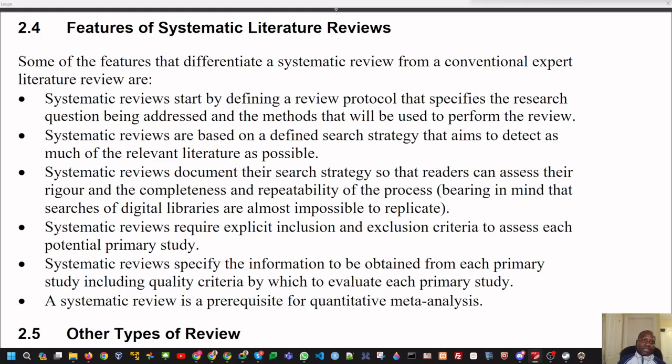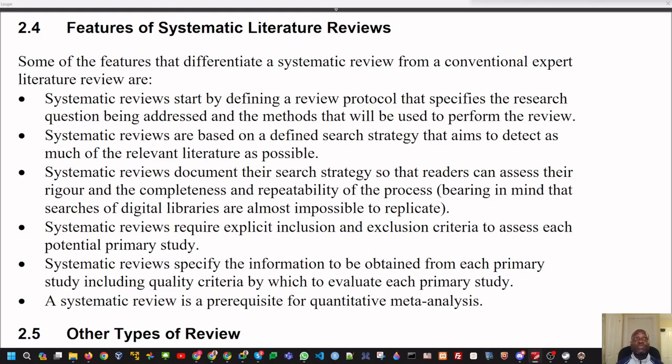Right. These are some of the features that differentiate a systematic review from a conventional expert literature review. Some experts simply read literature and then write them down, which probably most of you are doing right now. Just collecting a number of papers and reading them without any systematic process. But for a systematic literature review, you need a systematic process. A systematic review starts by defining a review protocol that specifies the research question being addressed and the methods that will be used to perform the review.